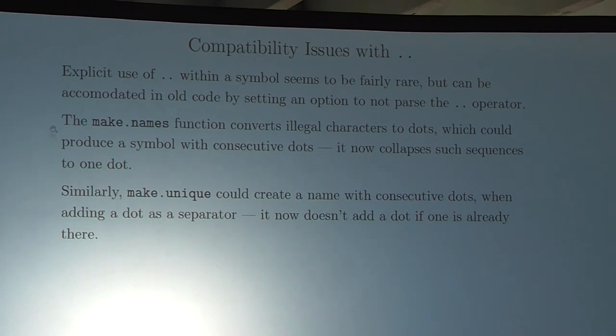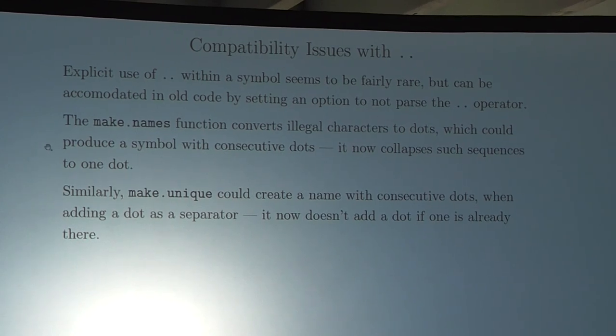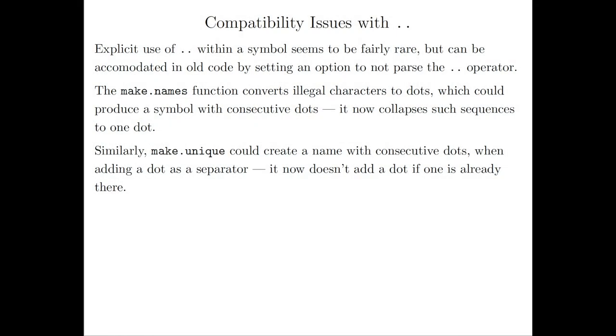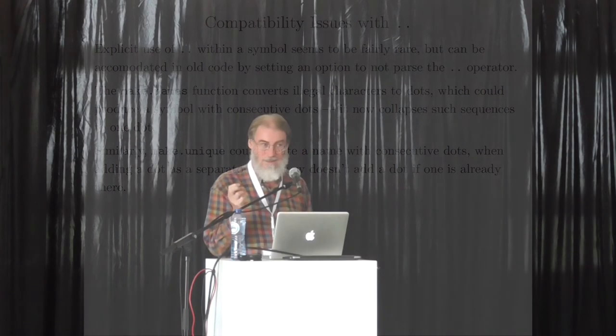Another incompatibility, or a need for change that could break something, is that the make.names function converts strings into names and converts characters that are not legal as part of an R name into dots, which can produce more than one dot in a row in the middle, and so those have to be collapsed to a single dot, which of course changes the result, with possible compatibility issues.